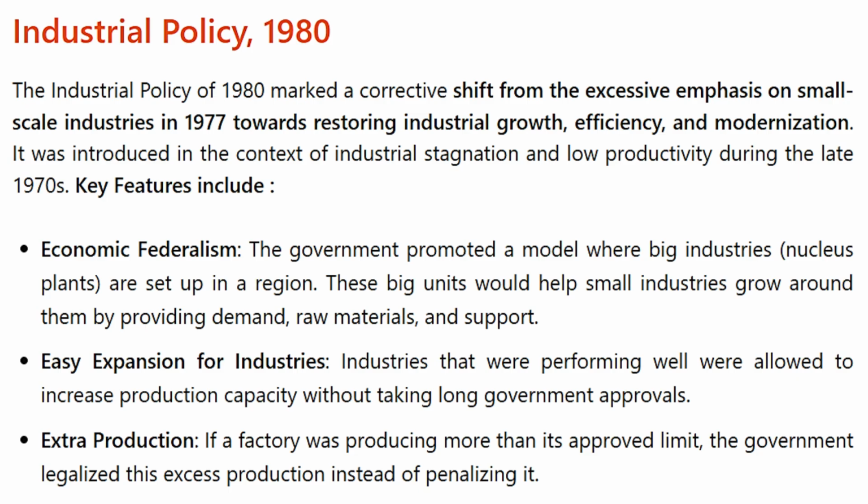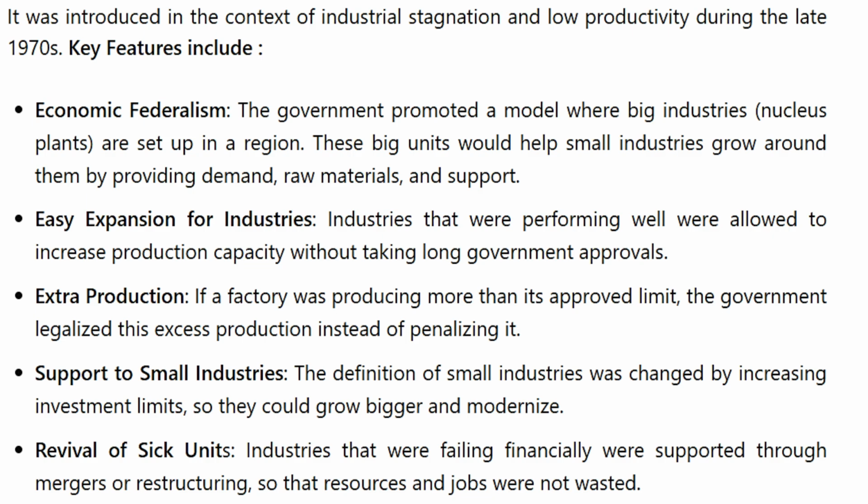Industries that were performing well were allowed to increase production capacity without taking long government approvals. Extra production: if a factory was producing more than its approved limit, the government legalized this excess production instead of penalizing it. Support to small industries: the definition of small industries was changed by increasing investment limits, so they could grow bigger and modernize.